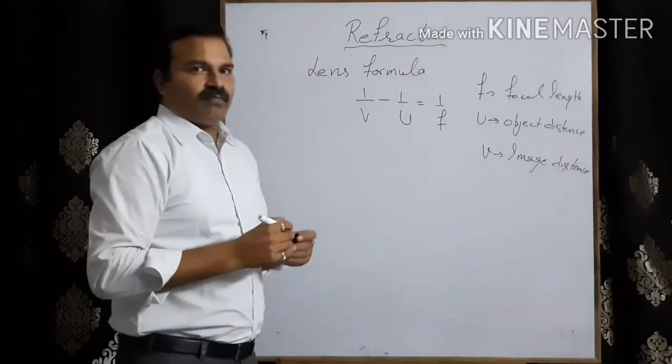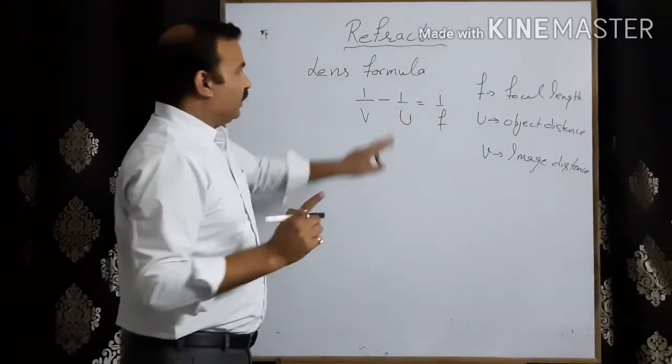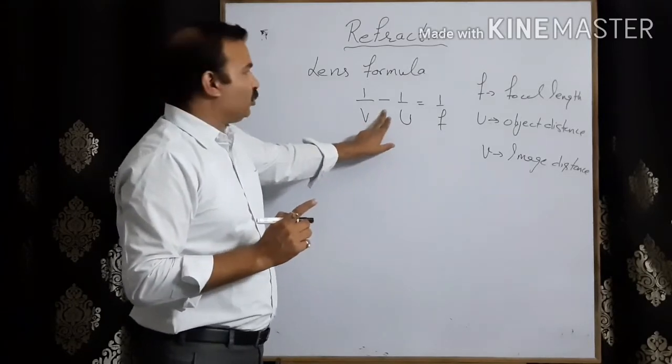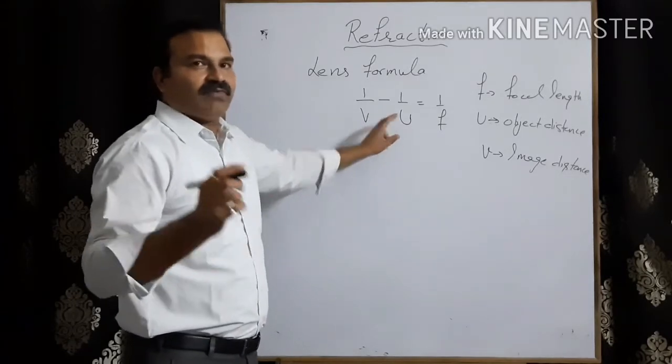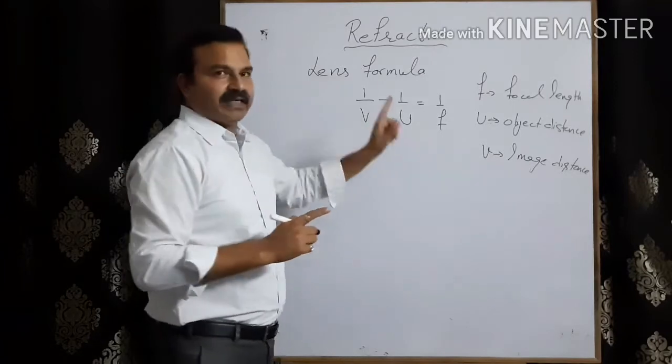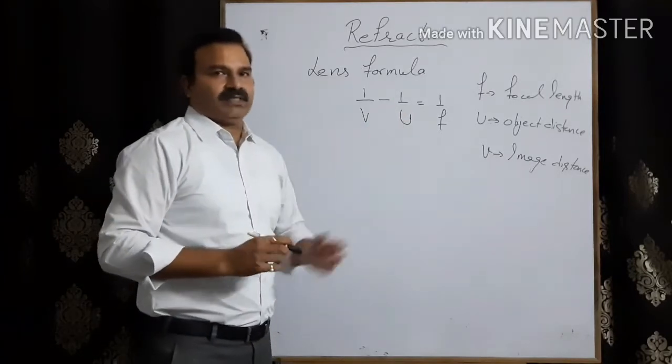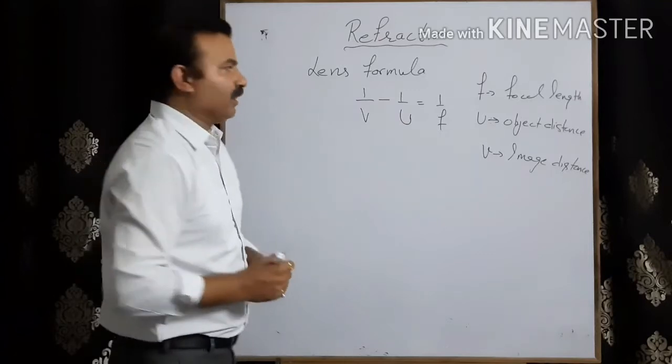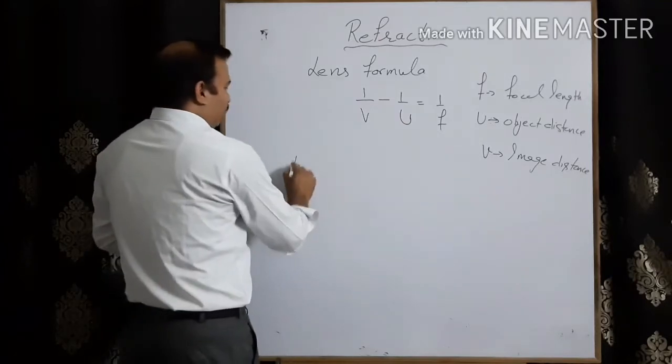In the mirror formula, between 1 by v and 1 by u there was a plus sign, and here it is a sign of minus. This is the only difference between these two formulas. Fine. Next comes the magnification.